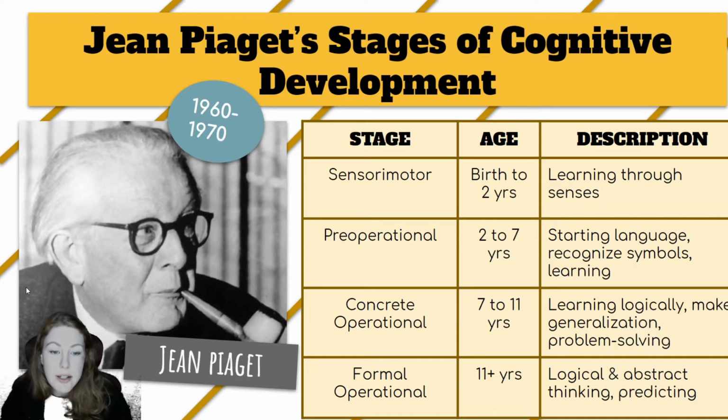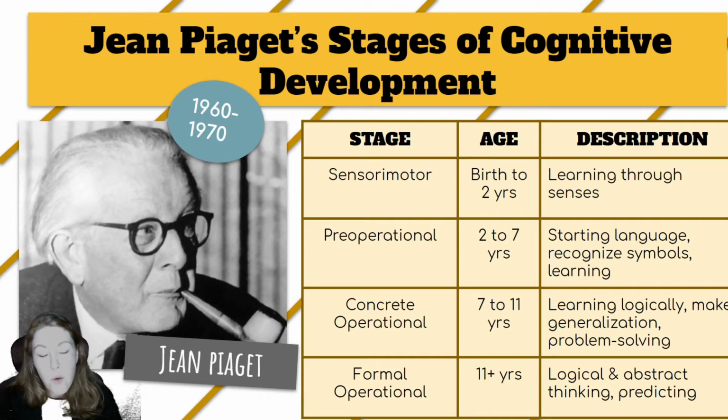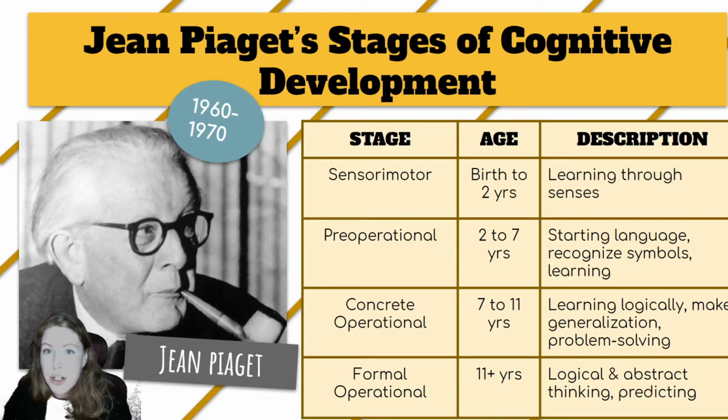And the third stage is concrete operational, 7 to 11 years old. This is where children are starting to learn logically or make generalizations and problem solve. And then the last stage is formal operational. This is 11 years and older, and this is where children can start to develop logical and abstract thinking, making predictions based on their own knowledge. And a lot of these theorists actually continue to use Jean Piaget's stages of cognitive development to build their own theories on development, which is when we're going to get into Jerome Bruner's theory of constructivism.